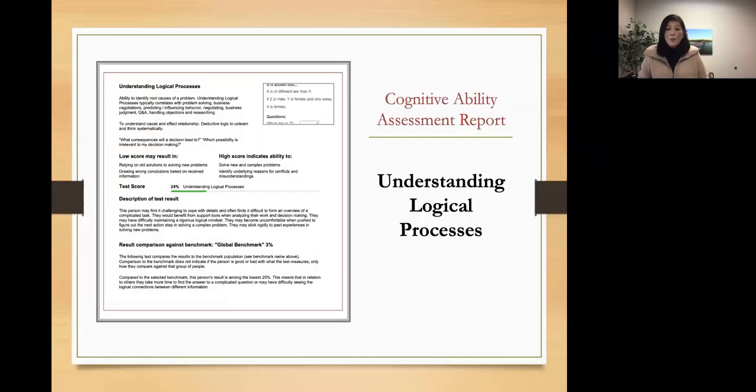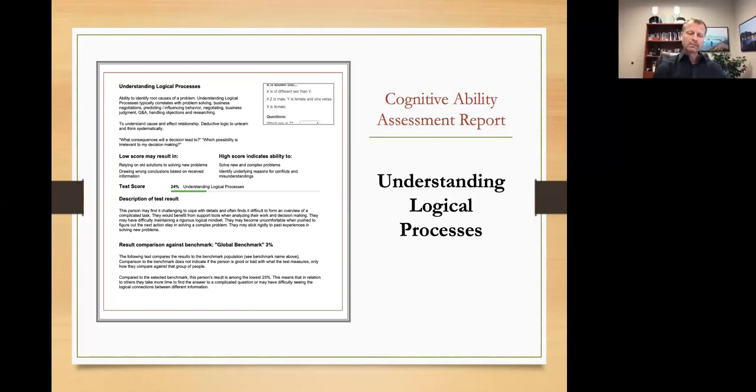So here is the report result for understanding logical process. Again, just like Marku said, it has that broken down score of low score, high score. This person scored a 24%. What would that mean, Marku? Well, again, we need to look at the benchmark score. With this example, we just used the global benchmark, and unfortunately, this individual did not do so well. 24% probably already tells you that's not a very high score. And because this individual got the low score, they may be relying on old solutions in solving new problems and drawing some wrong conclusions based on the information they have available.